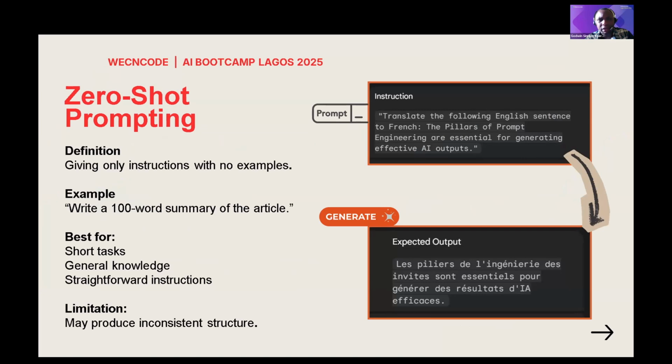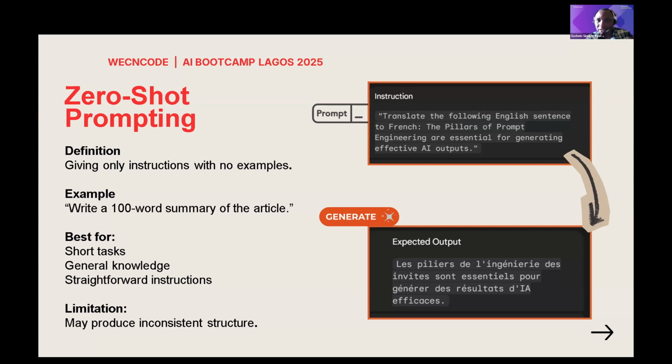Here, we are looking at zero-shot prompting. In zero-shot prompting, you're only giving instruction with no example. Define a noun. Or you could simply say, give me details about my school. If it's a popular school that has information online, the instruction will be followed. Write a 100-word summary of an article for me, for example, on generative AI. No shots, just zero-shot prompting.